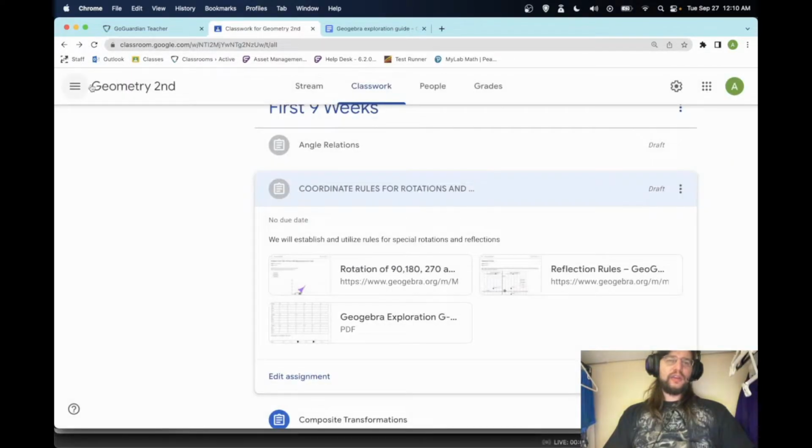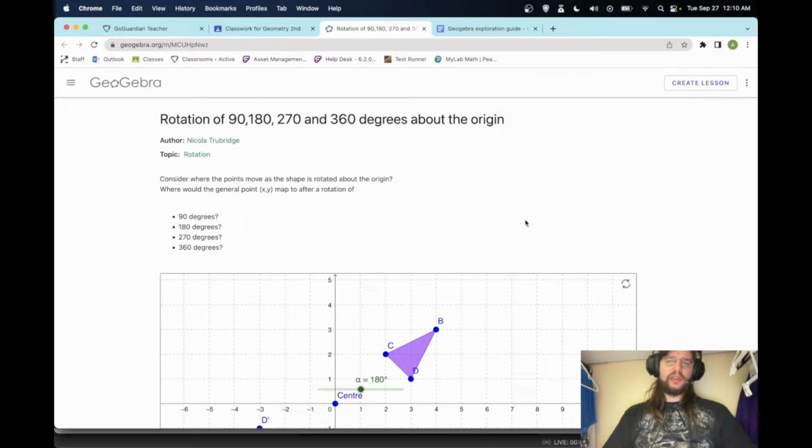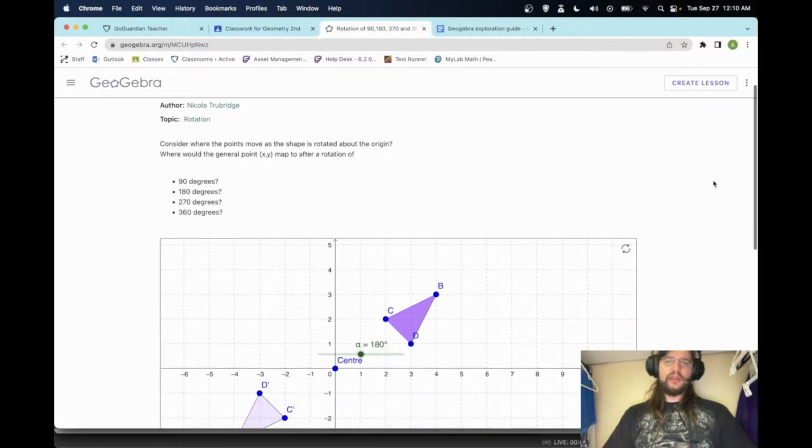So if we look in Google Classroom, it's going to be coordinate rules for rotations and reflections. It'll have these two GeoGebra sites, this PDF, and whenever it's processed, this video will probably pop up right here. So let's go ahead and jump in to rotations. You click on it, and here it is.